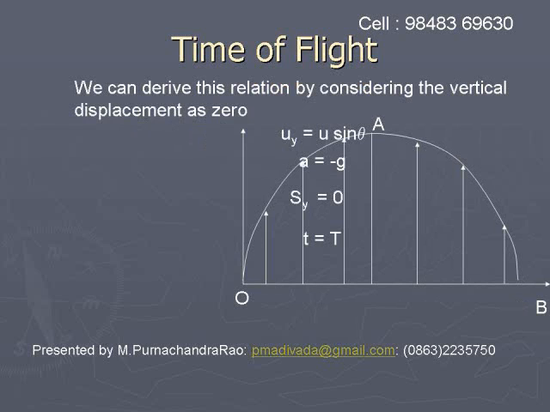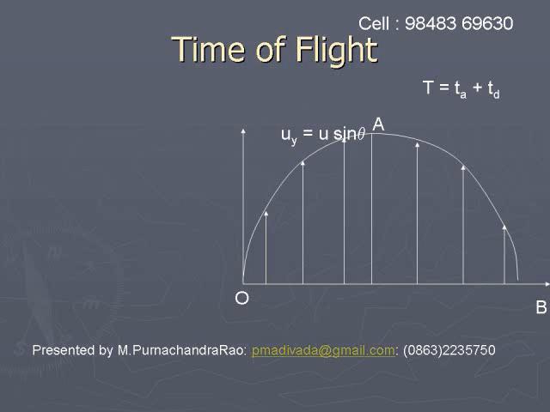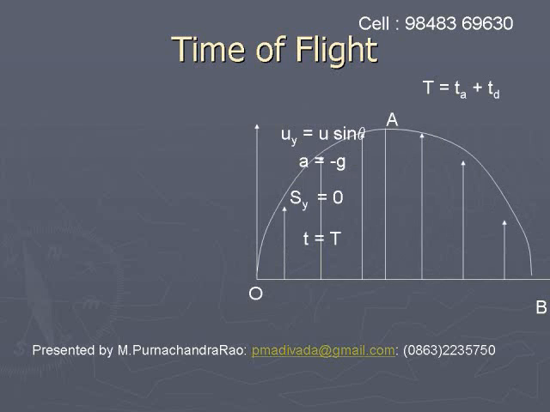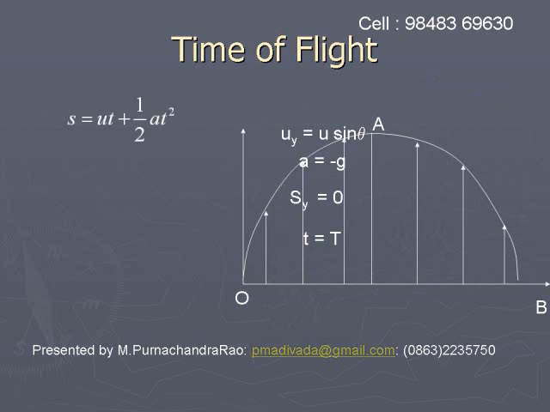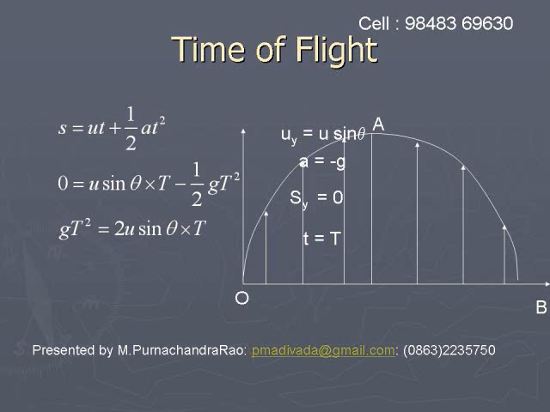We can also derive this relation by considering vertical displacement as 0. U is u sin theta, the vertical component of velocity, acceleration a is equal to minus g, and sy, the vertical displacement, is 0 and t is equal to capital T. Substituting these values in the relation s is equal to ut plus half a t square, we get 0 is equal to u sin theta into capital T minus half g t square, or g t square is equal to 2u sin theta into t. T gets cancelled, therefore T is equal to 2u sin theta by g.